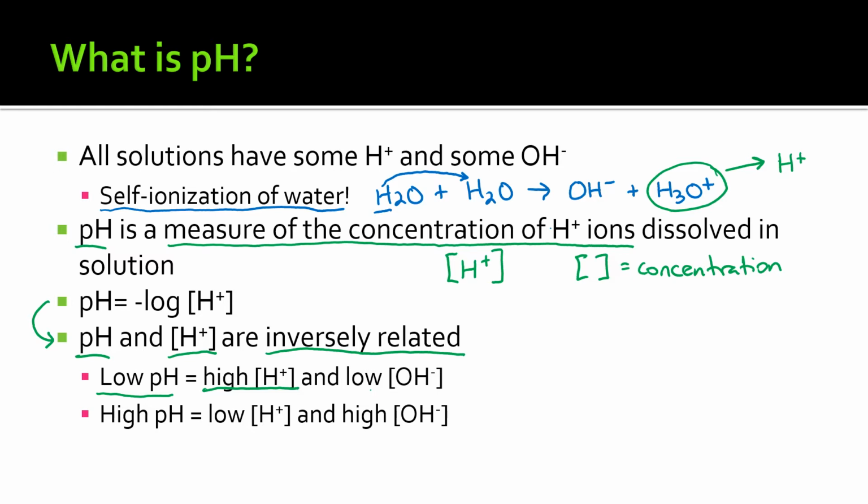We know that water self-ionizes, so we also know that there should be some concentration of hydroxide ions. Because there is a high concentration of hydrogen ions, there therefore must be a low concentration of hydroxide ions. The reverse is true as well. For a solution with high pH, we know that the solution should have low concentration of hydrogen ions, but a high concentration of hydroxide ions.